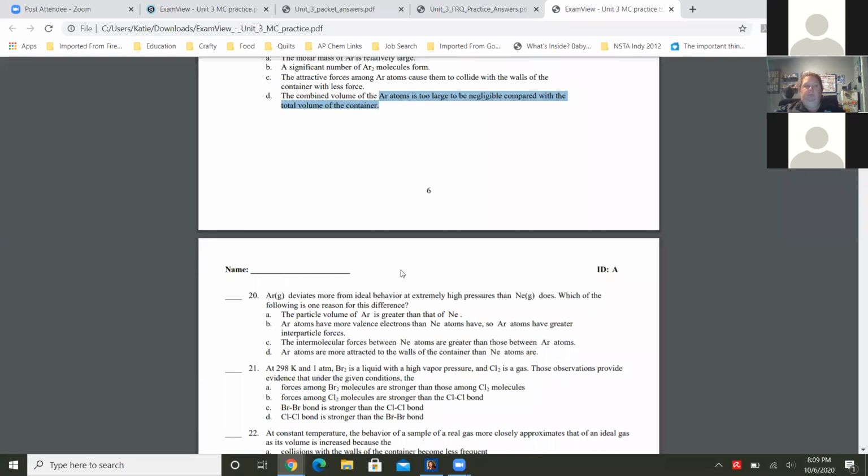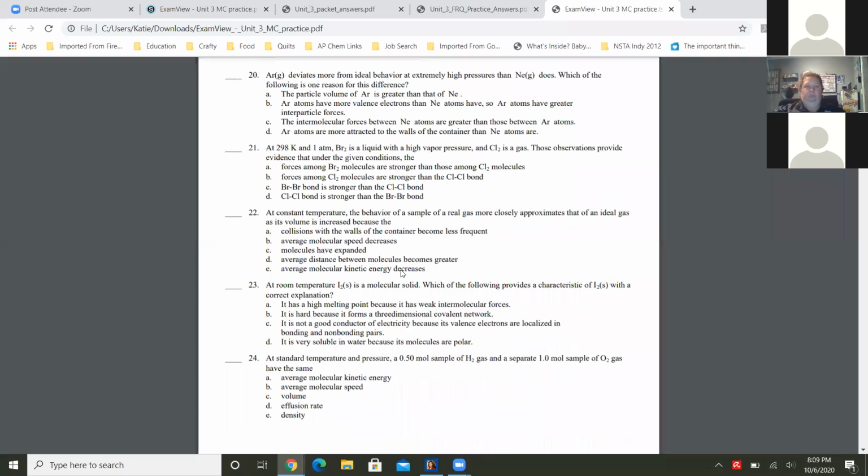And then number 23, I wasn't sure what the difference was between bonding and non-bonding pairs. So bonding pairs are the electrons that are actually physically involved in the bond. And the non-bonding pairs would be the lone pair electrons.